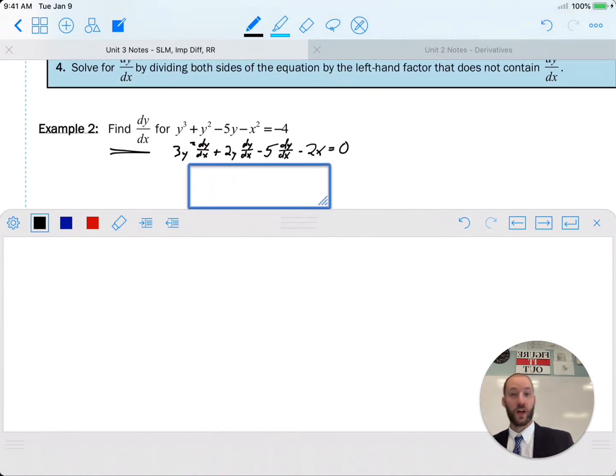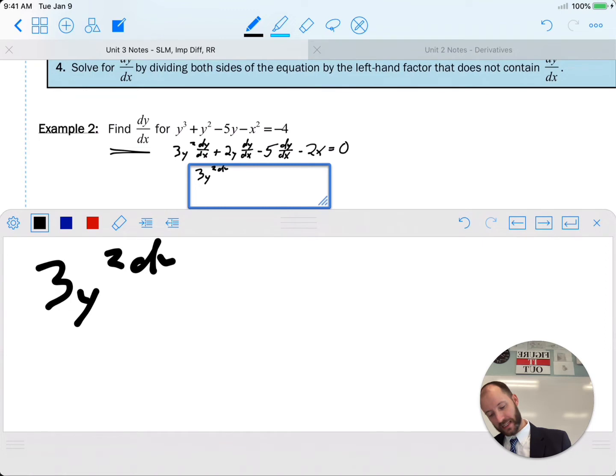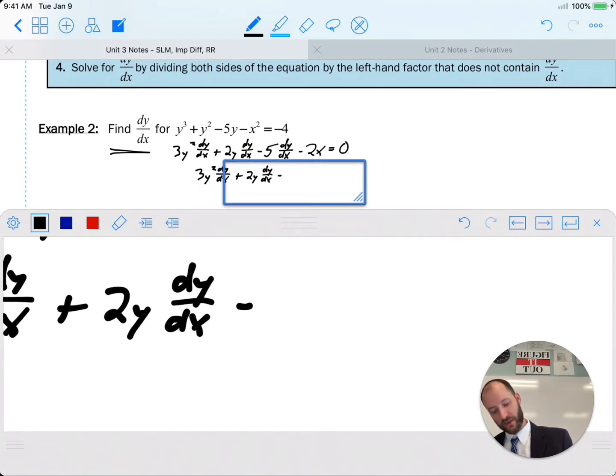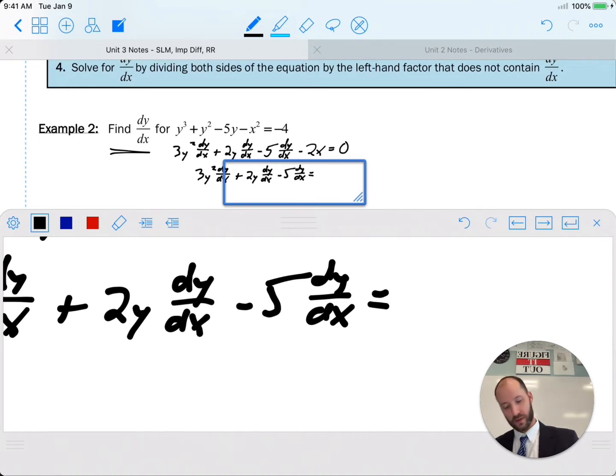Now we want to solve for dy/dx. So get all the dy/dx's on one side. Get everything else on the other. So let's start with the 2x. So let's add that 2x over. So plus 2y dy/dx minus 5 dy/dx equals, adding 2x over, 2x.